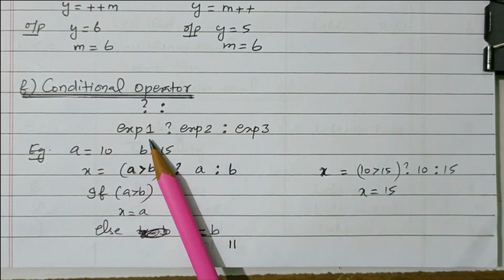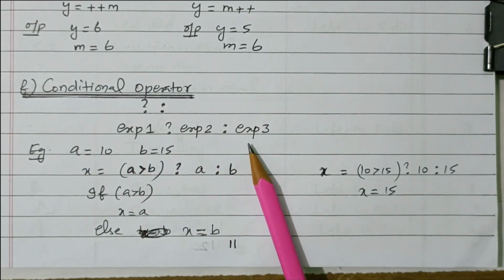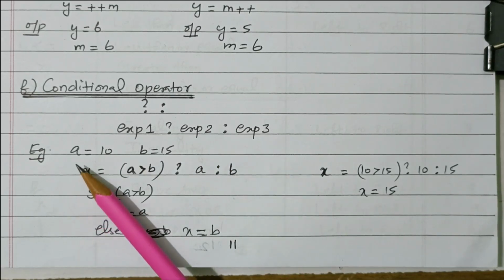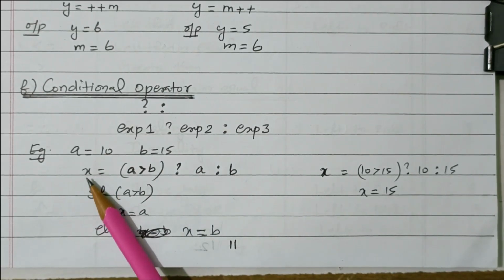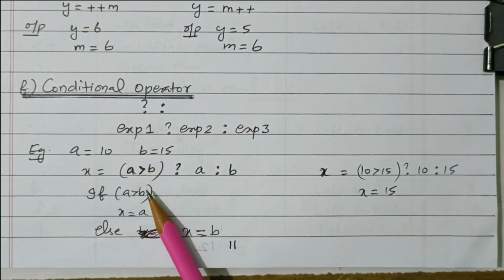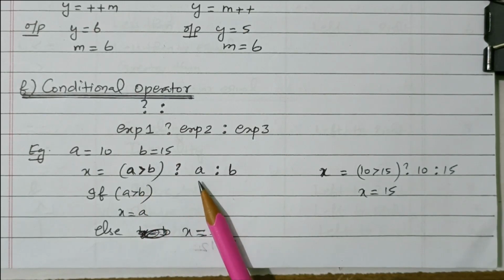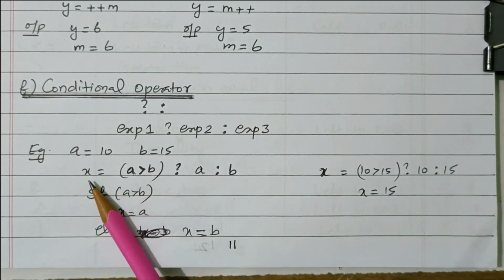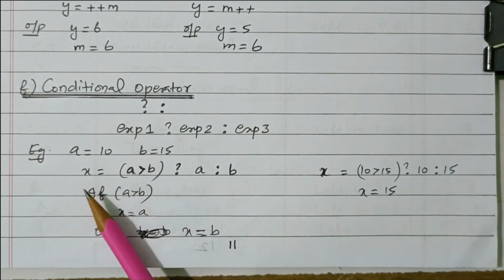So expression 1 is the condition. If this condition is true, expression 2 will be executed. Otherwise, expression 3 will be executed. Let us take two variables, a equal to 10, b equal to 15. x is another variable. x equal to a greater than b. We are checking one condition, whether a is greater than b. If a is greater, we need to store a as the x value. If it is false, b is stored as the x value. That is the greatest value we are going to store.